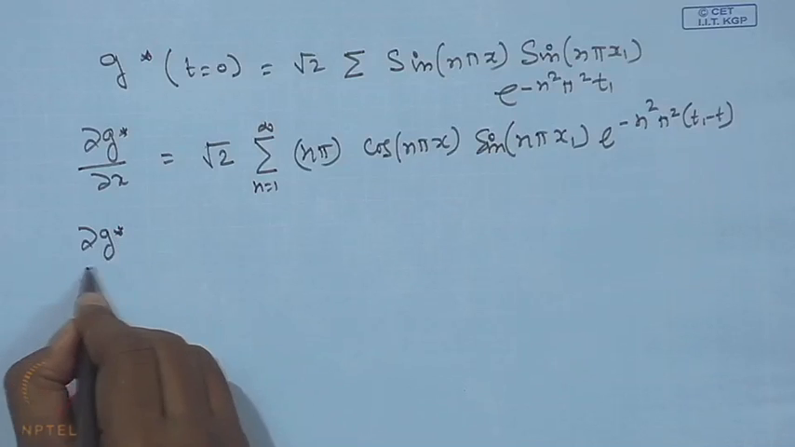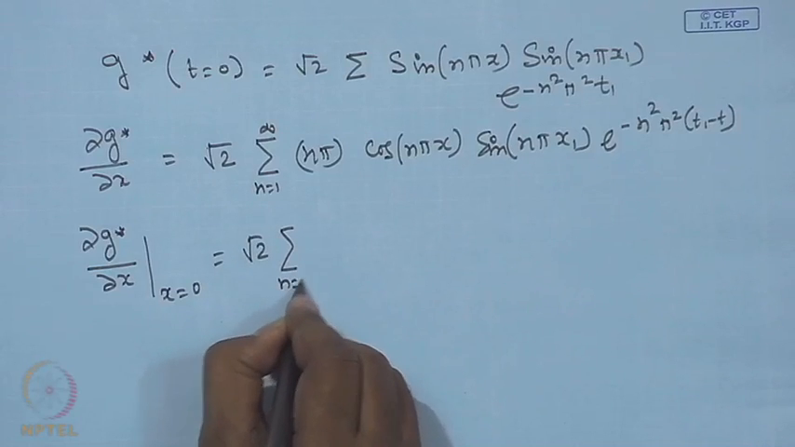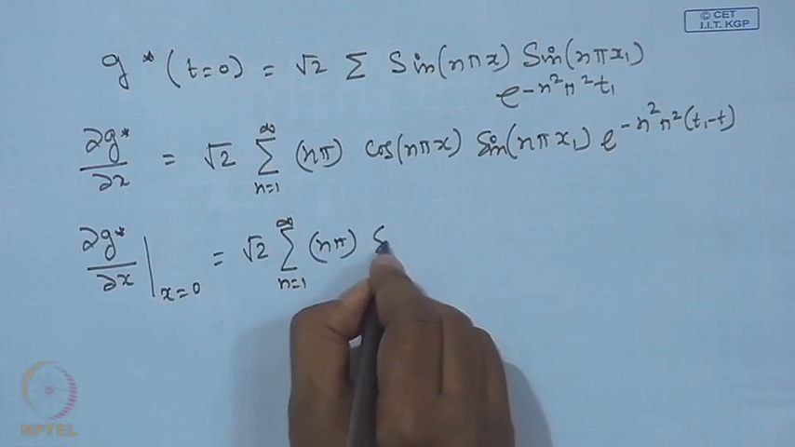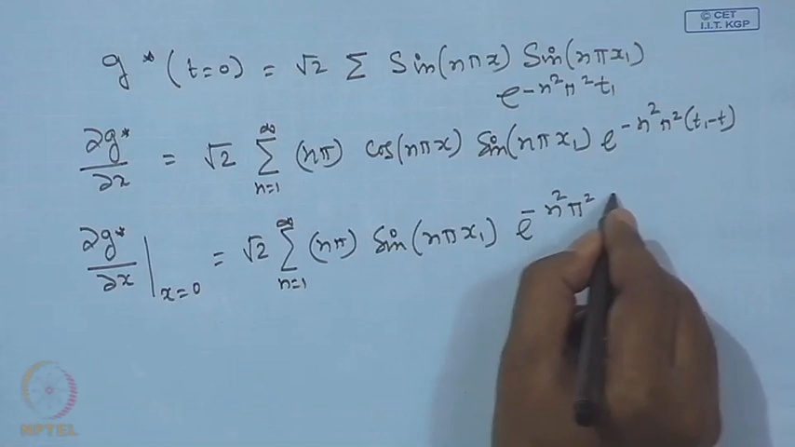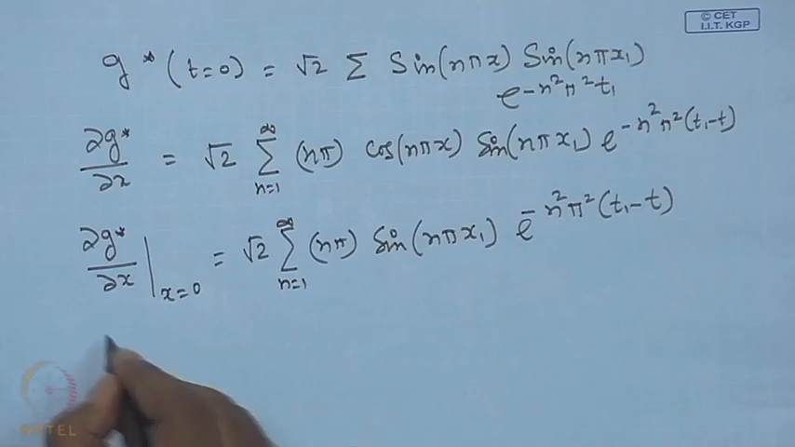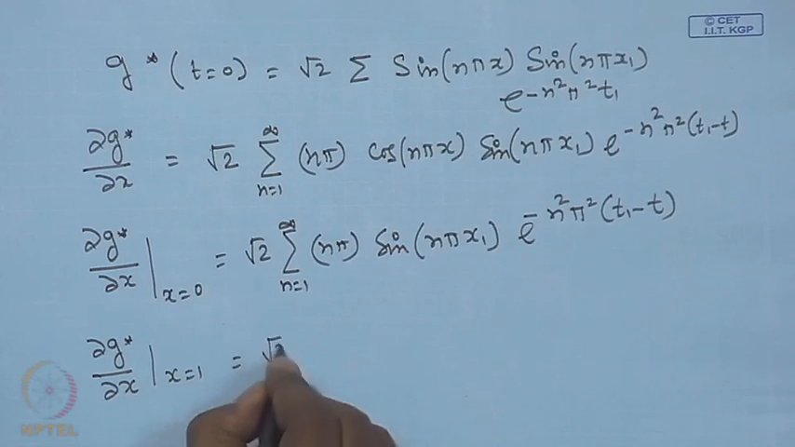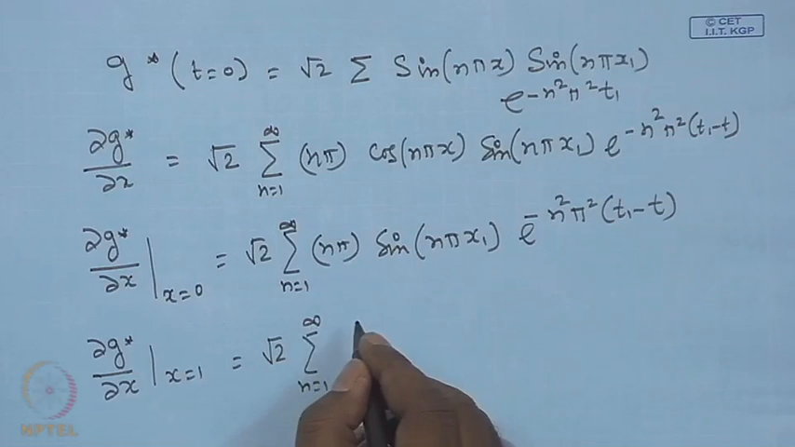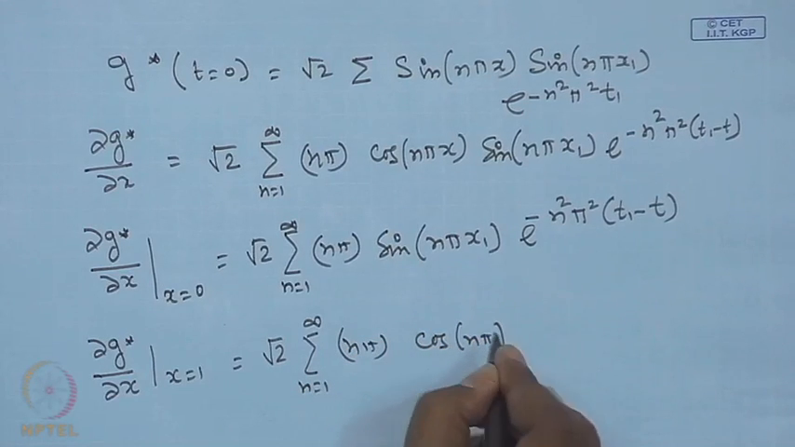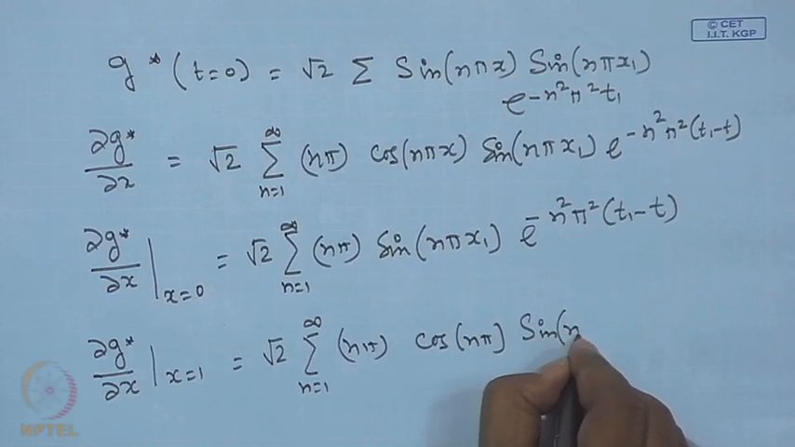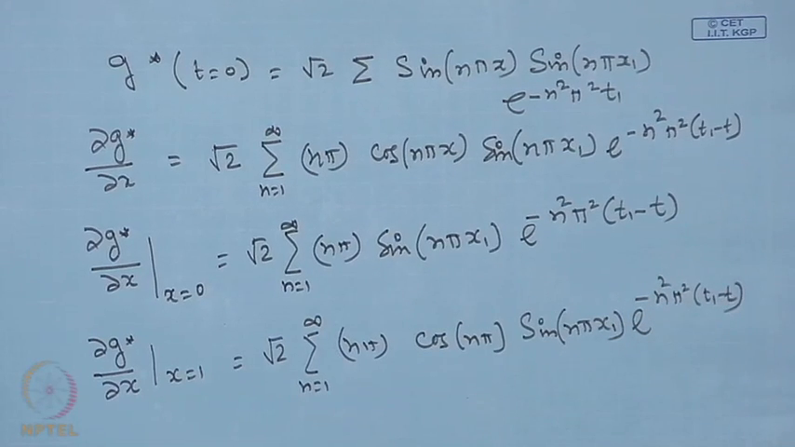So, del g star del x evaluated at x equal to 0 is root over 2 summation n equal to 1 to infinity n pi sin n pi x1 e to the power minus n square pi square t1 minus t, and del g star del x evaluated at x equal to 1 is root over 2 summation n equal to 1 to infinity n pi cosine n pi sin n pi x1 e to the power minus n square pi square t1 minus t.